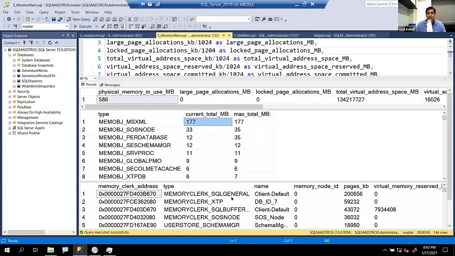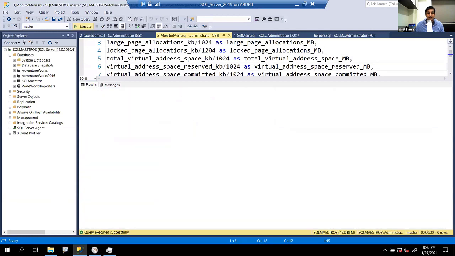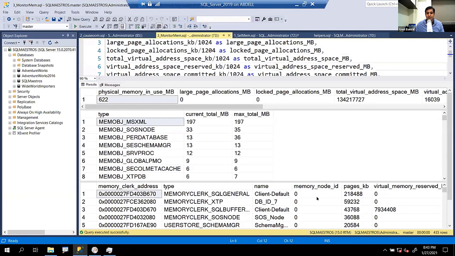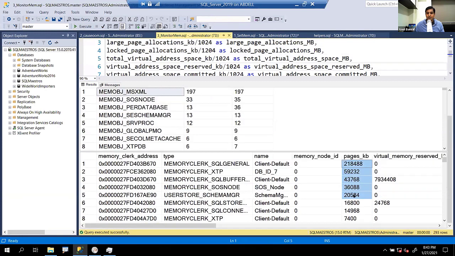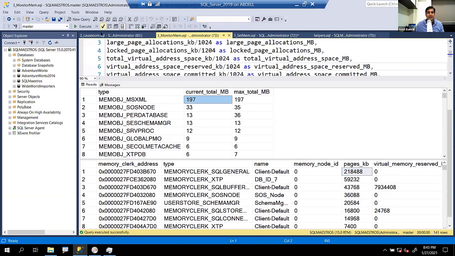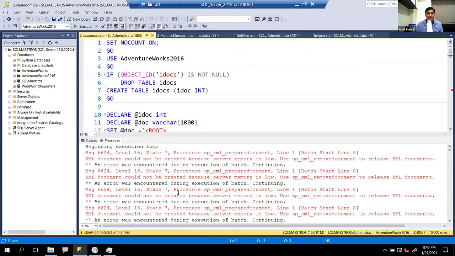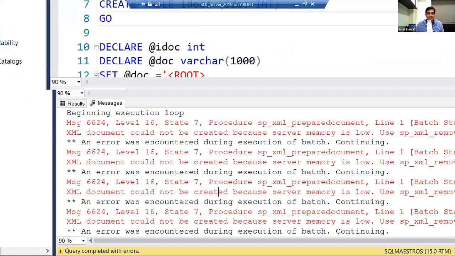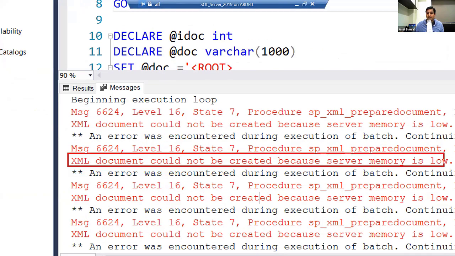What is interesting to see here is that for XML allocations, for XML documents or XML fragments, there is no separate clerk. And that memory request happens via memory clerk SQL general. So let's go and execute this. And you can see SQL general is on top there, consuming close to 200 plus MB, which is MSXML there. And at some point, we start getting errors. So you can see the OOM errors. XML document could not be created because server memory is low. And this is what was expected.